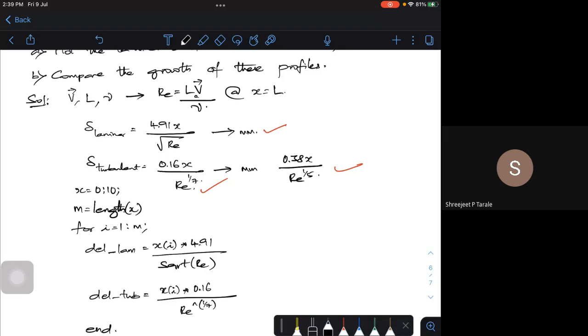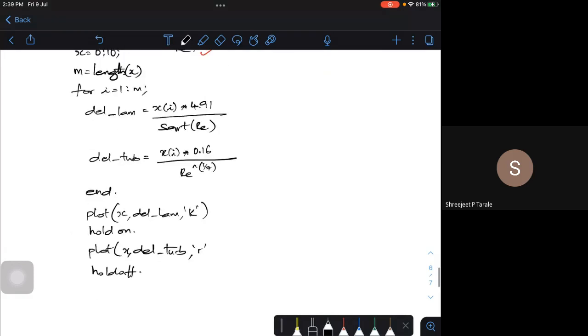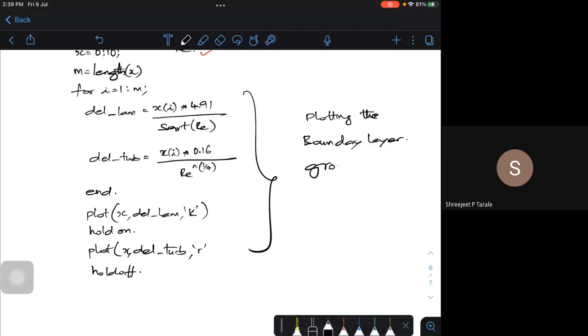So how to plot the velocities? So maybe this is for the growth of the boundary layer, plotting the boundary layer growth.